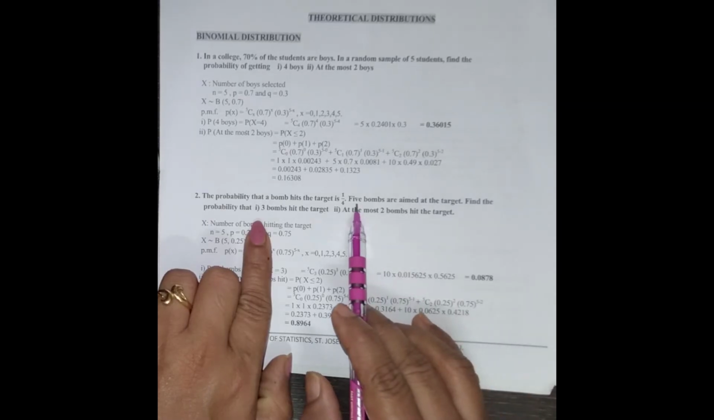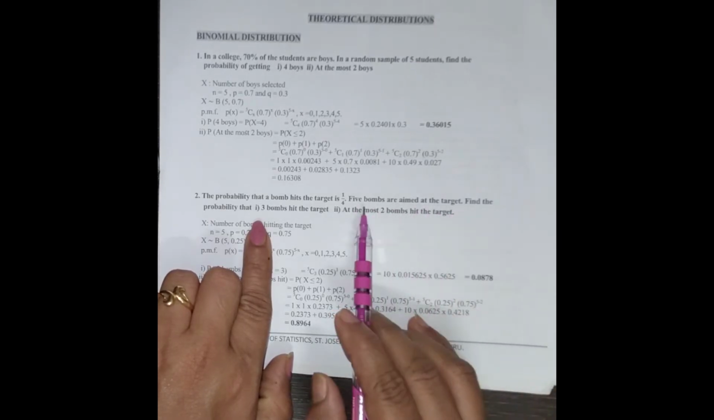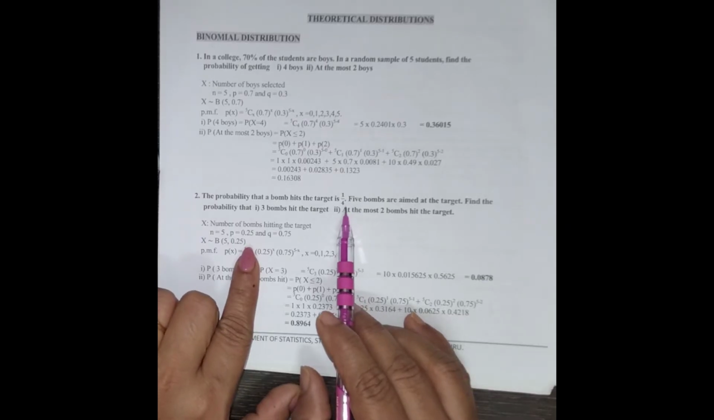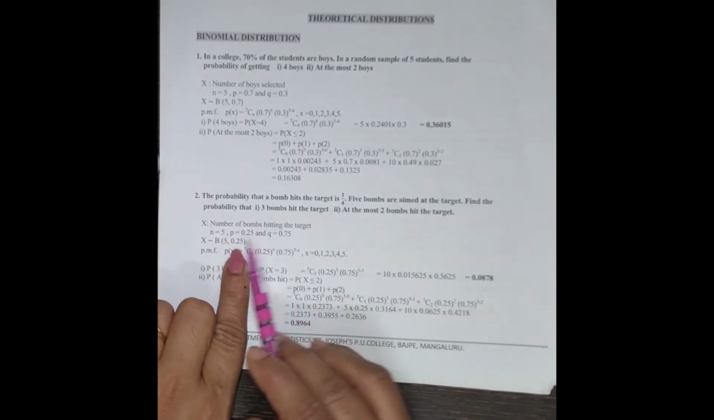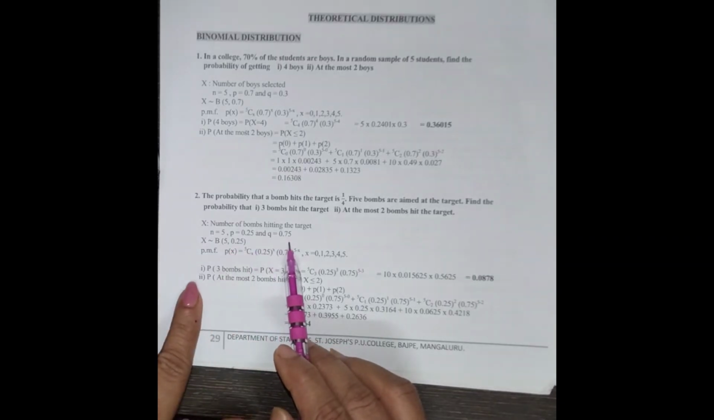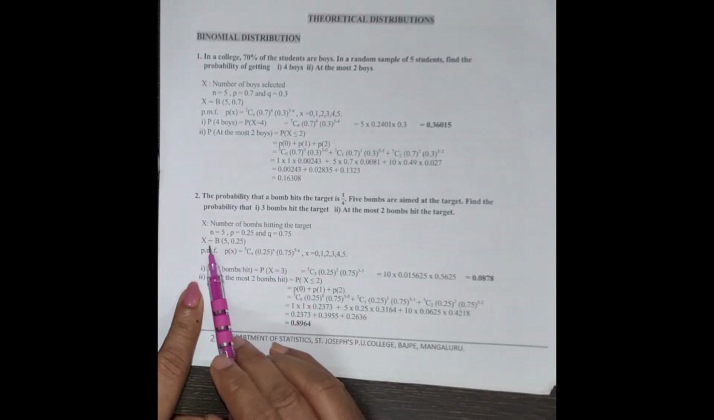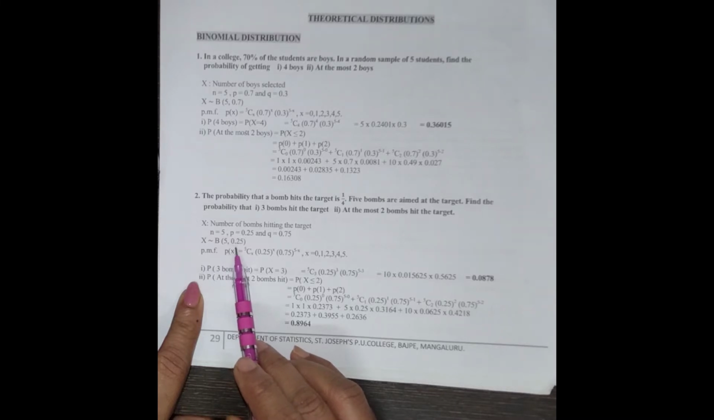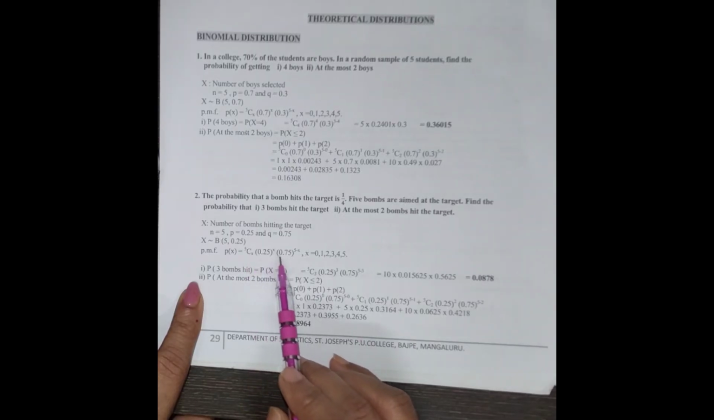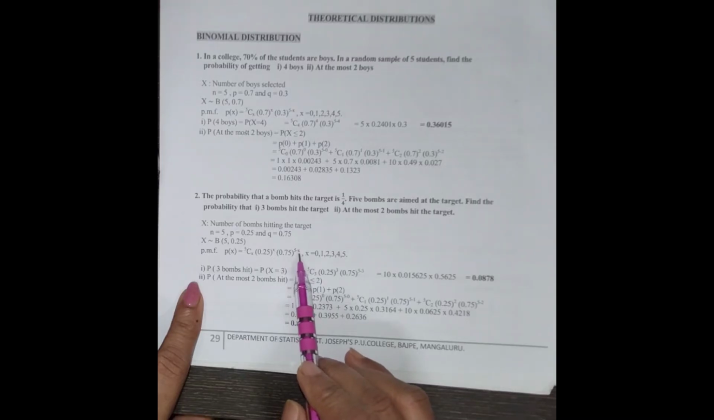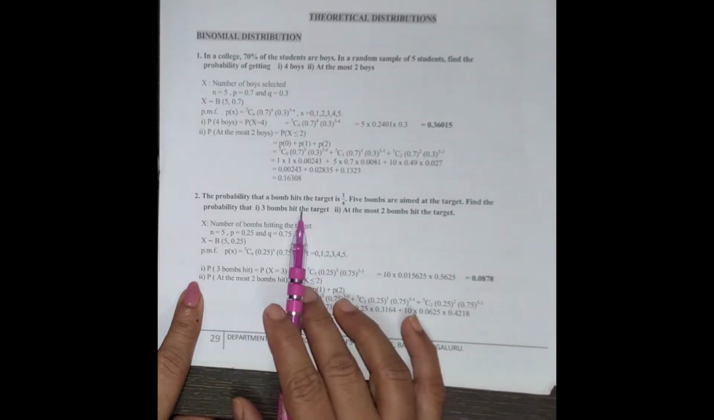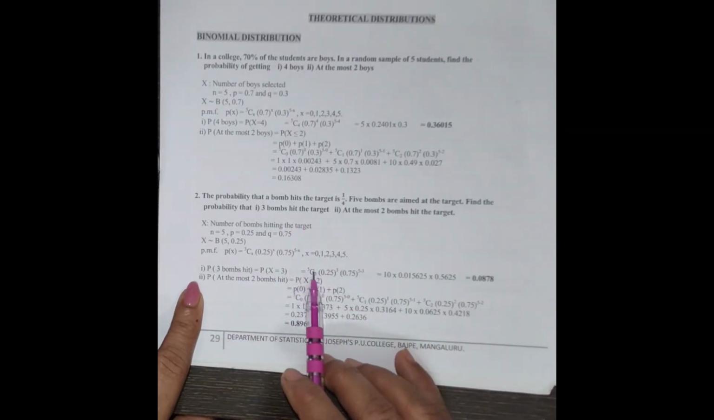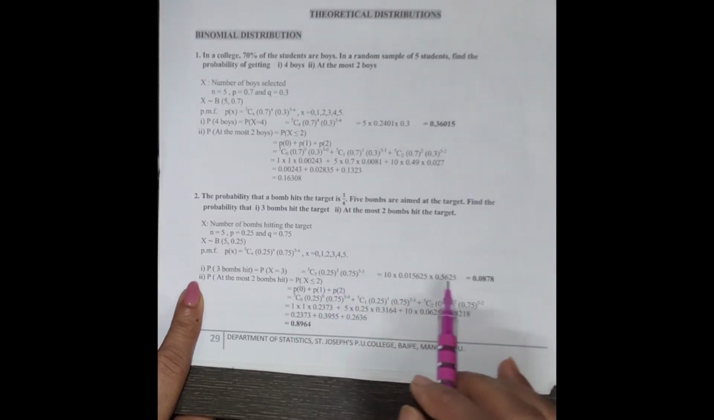How many bombs? 5 bombs are aimed at the target. 5 bombs means n is equal to 5 and p is equal to 1/4, that is 0.25, and q is equal to 0.75. Then x tends to binomial of 5, 0.25. Then you substitute in the PMF, probability mass function: 5C x, 0.25 to the power x and 0.75 to the power 5 minus x. Then x is up to 5. 3 bombs hit the targets, x is equal to 3. Just substitute x is equal to 3 and calculate.